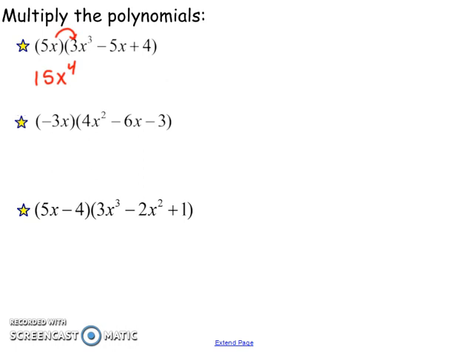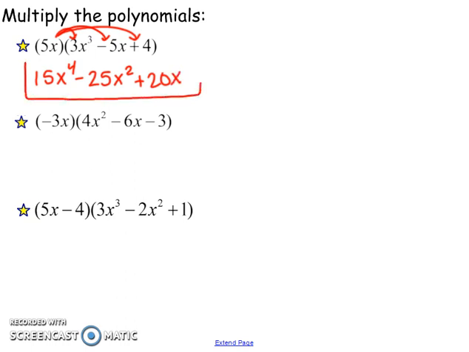So now I'm going to take the 5x, and I'm going to multiply it to negative 5x. So I get negative 25x squared. And then 5x times 4 is going to give me 20x. And there's our answer. If we wanted to classify this, this would be a quartic trinomial. So I'll write it down just for fun. Quartic trinomial, because there's a degree of 4 and there's 3 terms.